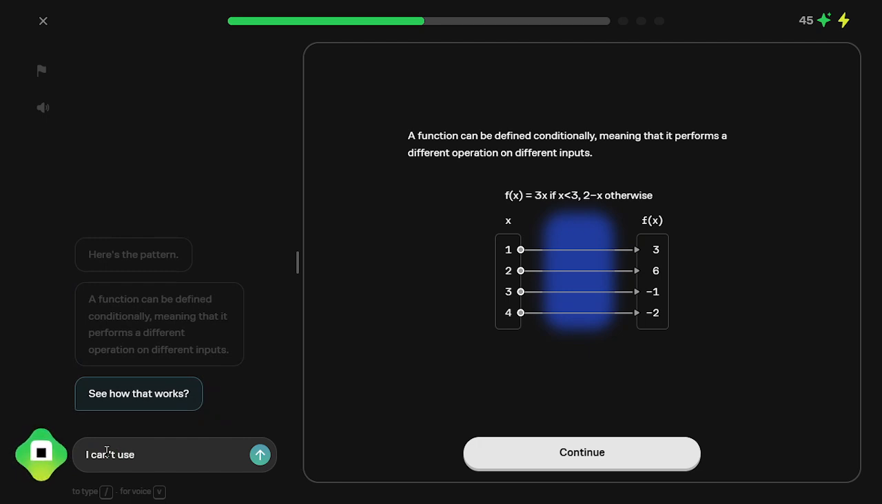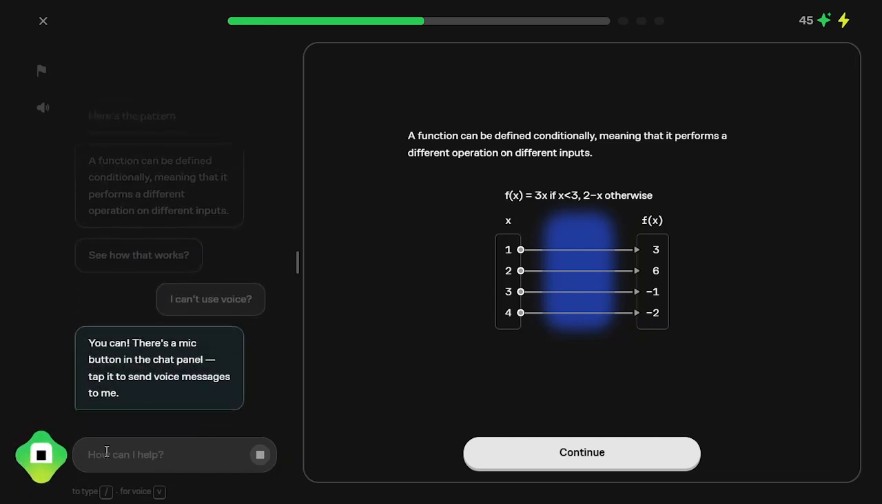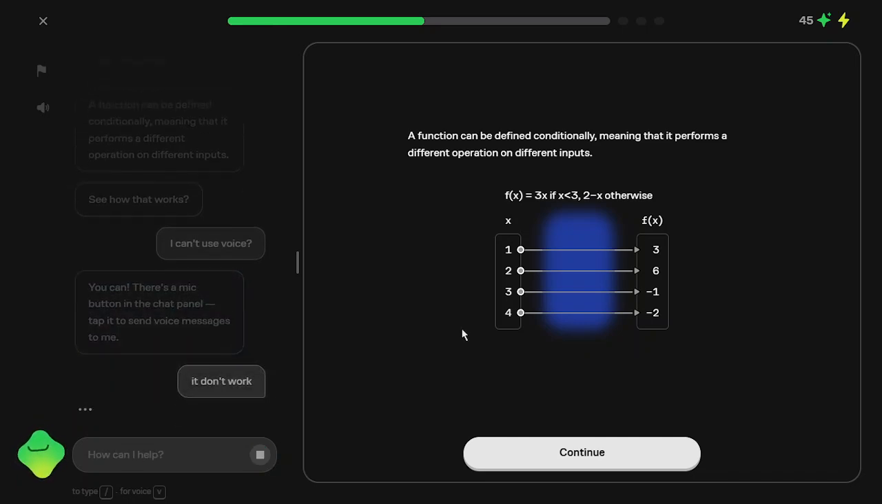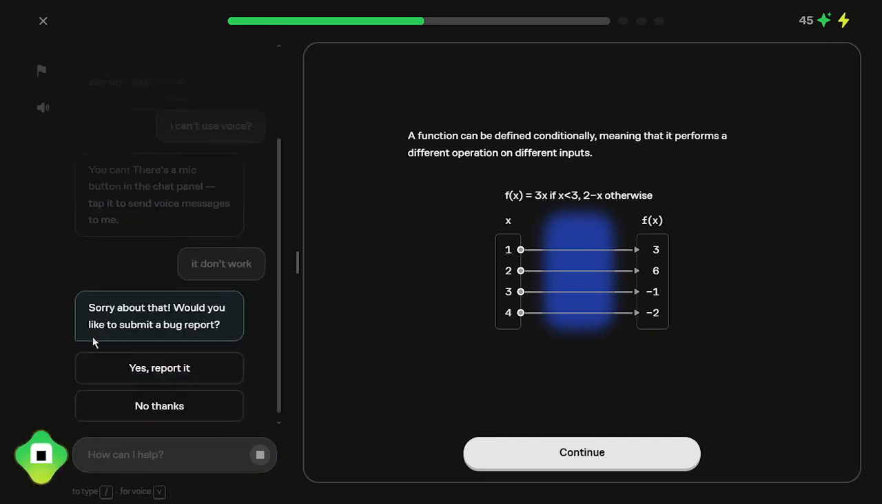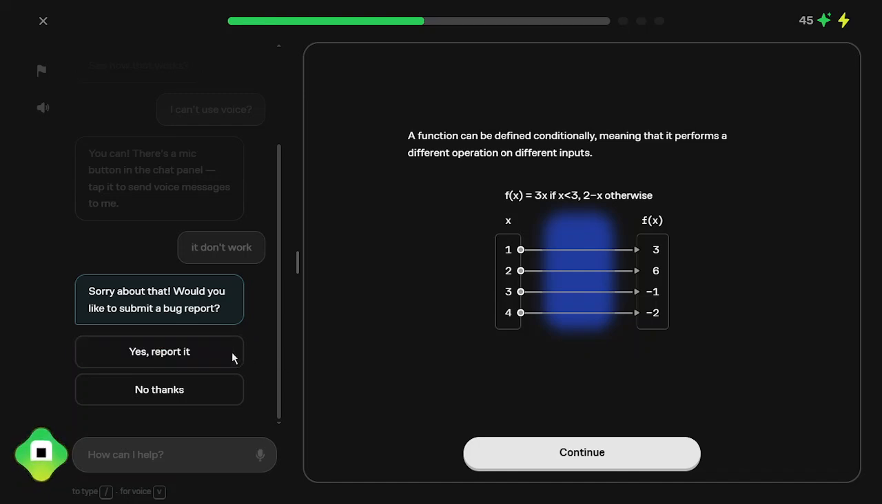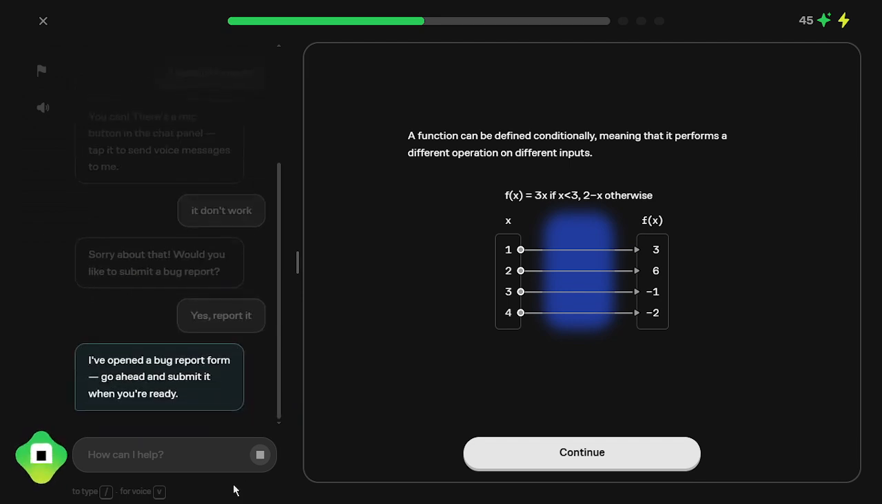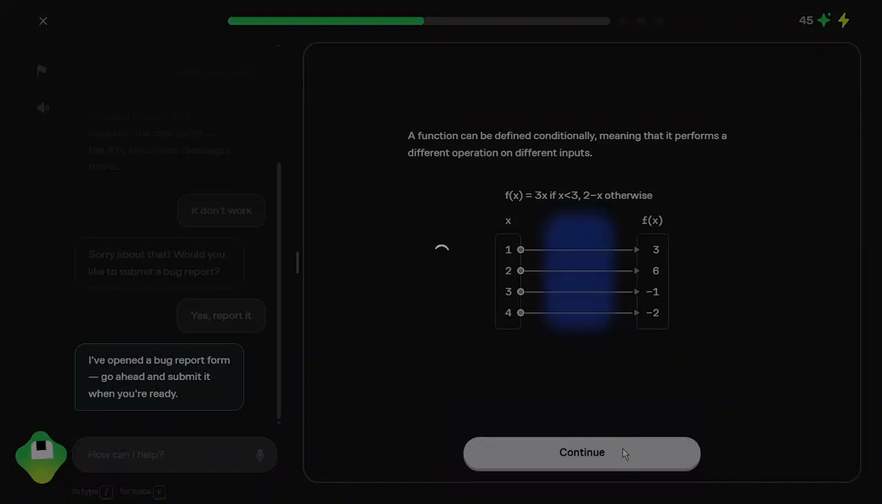Can't use voice, Koji. So you can't actually hear me. You can. There's a mic button in the chat panel. Tap it to send voice messages to me. It doesn't work. Sorry about that. Would you like to submit a bug report? Yes. I've opened a bug report form. Go ahead and submit it when you're ready. Okay, I'll submit it later. Let's continue doing my thing. No! I'll submit it later.